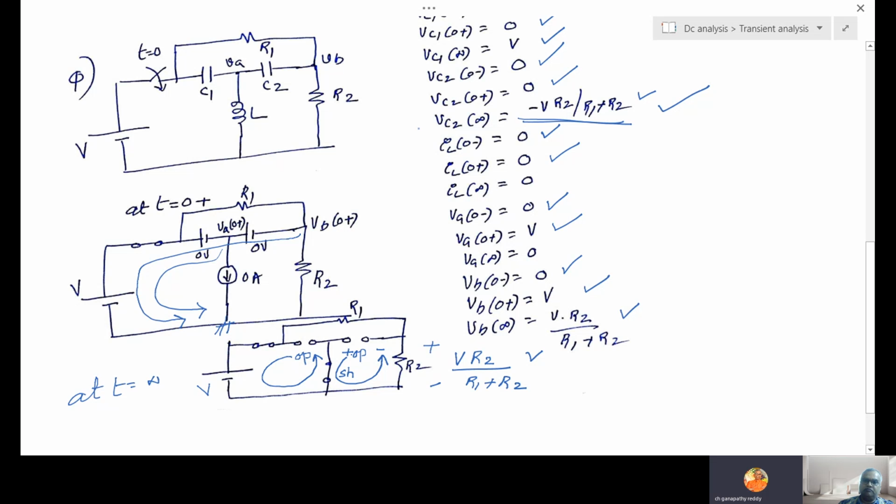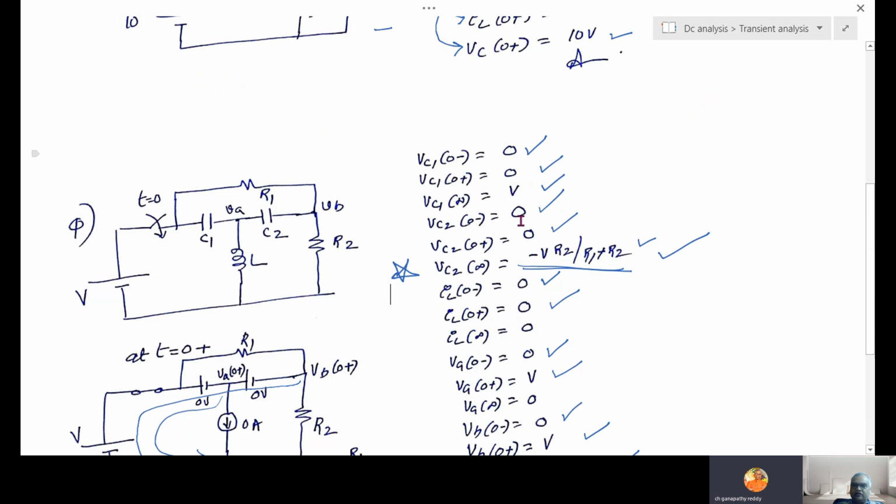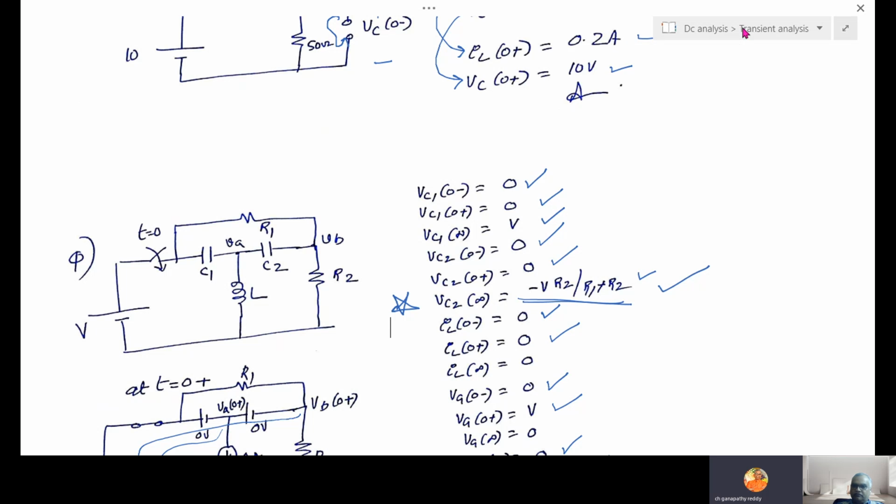This is the bit asked in DRDO. So just for understanding, all other things also I analyzed. So in all the bits, which is tough? VC2 infinite is tough. To know VC2 infinite, what should we know? VB infinite, this voltage. Okay. So some additional information is also given like this. You can solve.